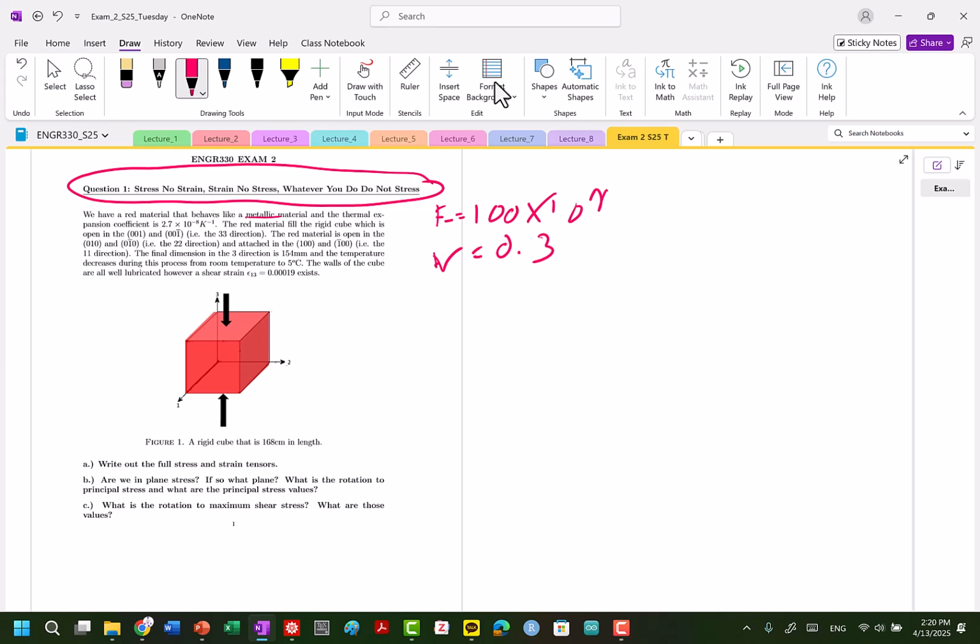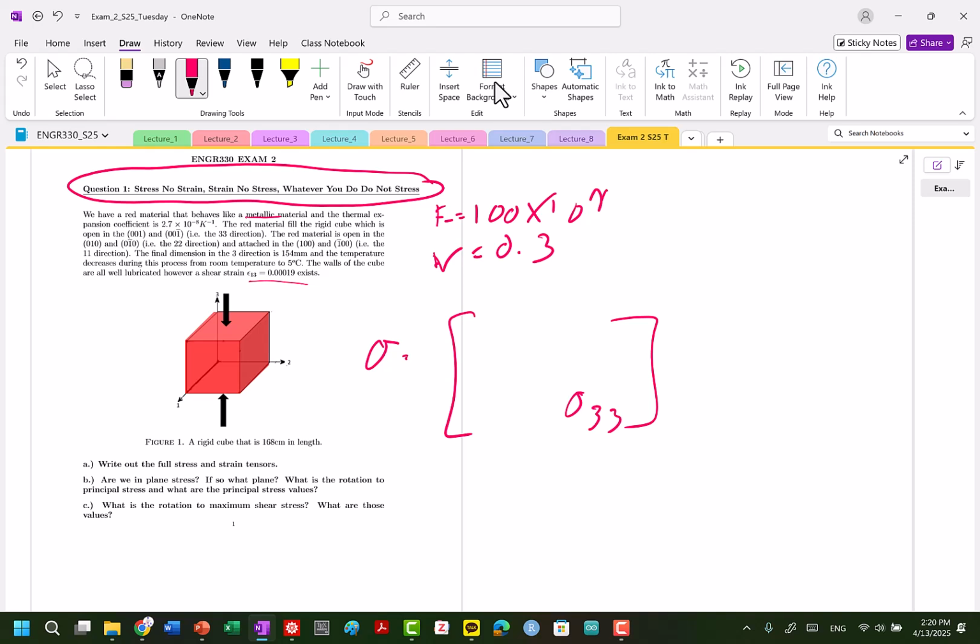The final dimension in 3 is 1.54. We'll get to that in a little bit. The temperature decreases. The walls of the cube are lubricated, but there is a shear strain that exists. So if we look at our stress tensors, we're definitely having a stress in the 3,3 because we see the arrows pushing in there. The temperature is decreasing, so the material wants to squish back in, but it's also being pushed out simultaneously because we're pushing in.